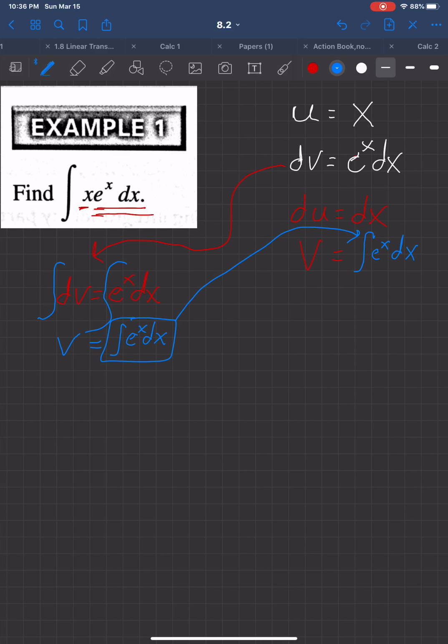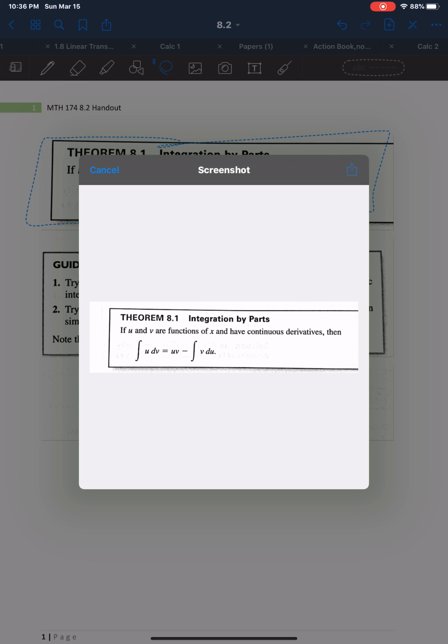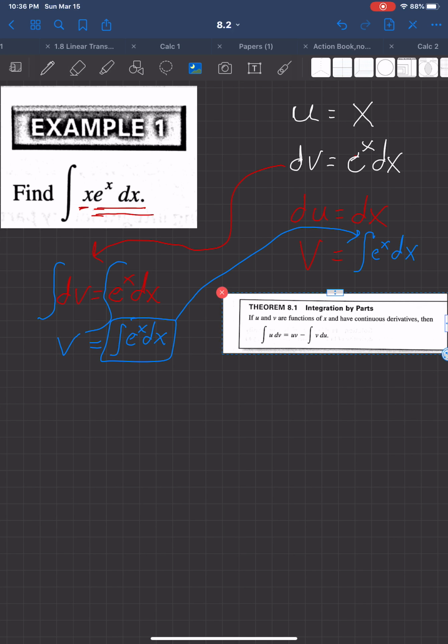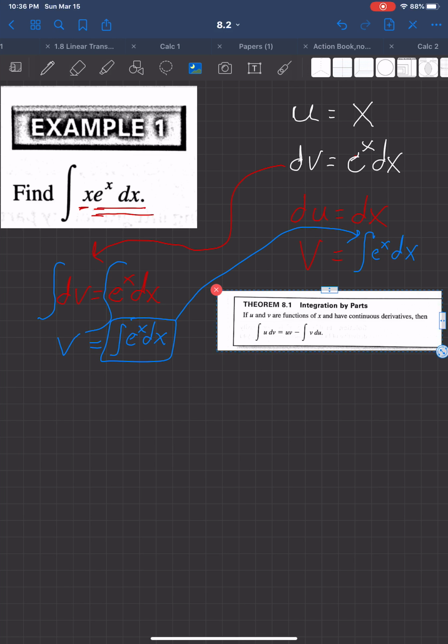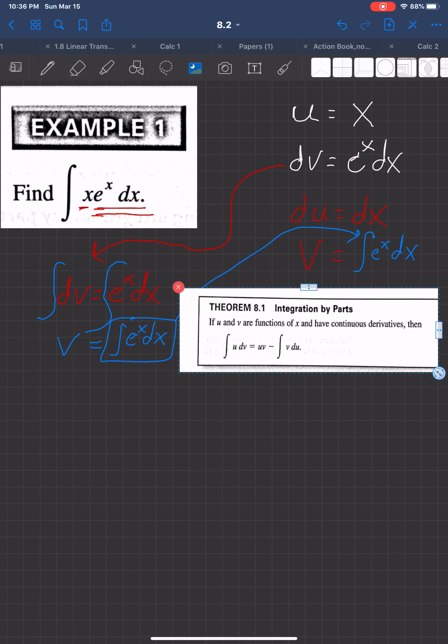Okay, ready? So what we need at this point, hold on, bear with me for just a second. So what we're going to need at this point is to plug everything into our integration by parts formula. All right, so I'm going to make that a little bit larger just so you can see a little bit better. All right, so let's take a look.